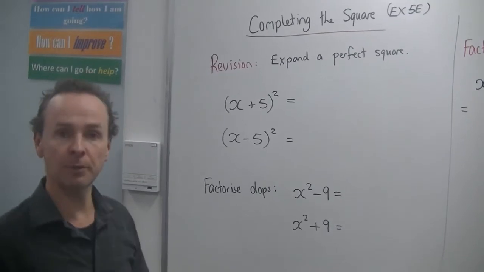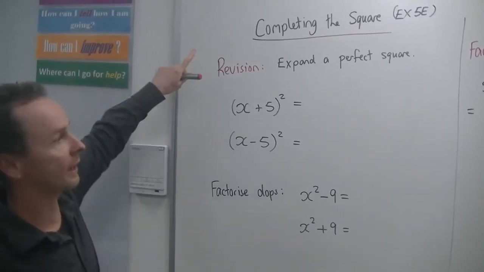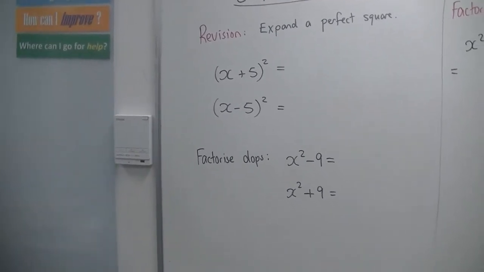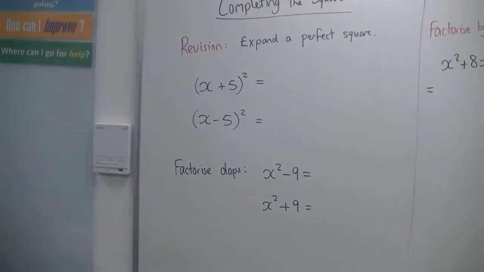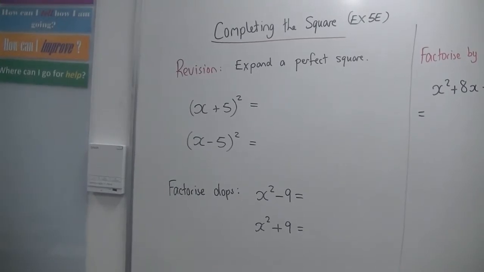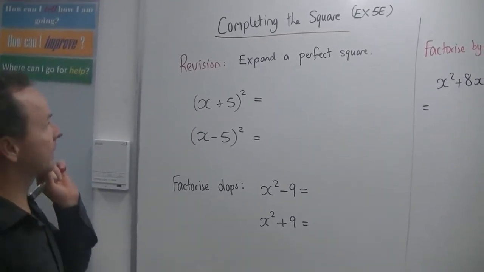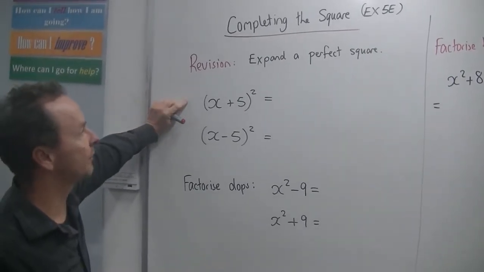Okay, a little bit of revision before we start. So have a look here. Actually, I'll let you write down this first board. Alright, and we'll just continue from there, and then the rest are examples, so we'll get to that in a minute. So a bit of revision, expand the perfect square.